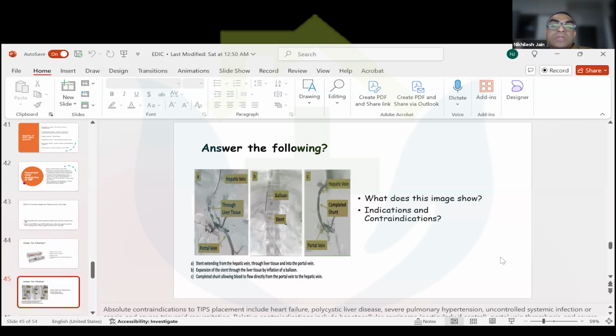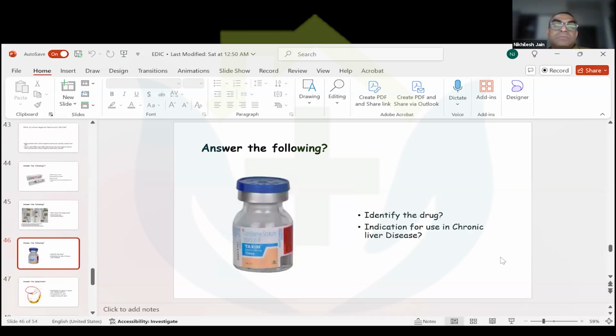It's basically a site-to-site portocaval shunt, there's an image of it, if you look at it. And we've again covered the indications and contraindications, absolute as well as relative, in our slide sets. So this is again something that may be asked with an image. This is cefotaxime in case people are not able to pick it up.